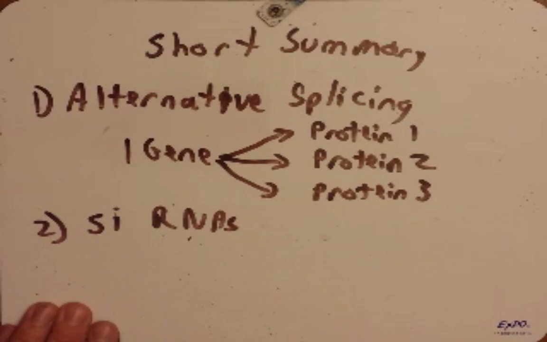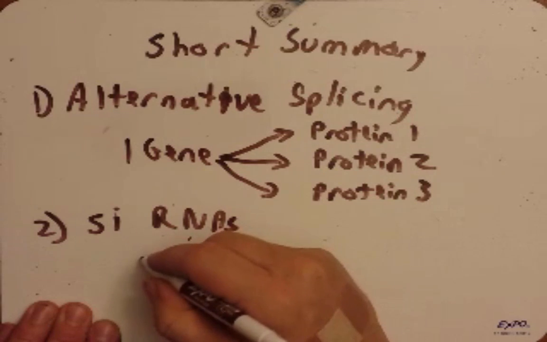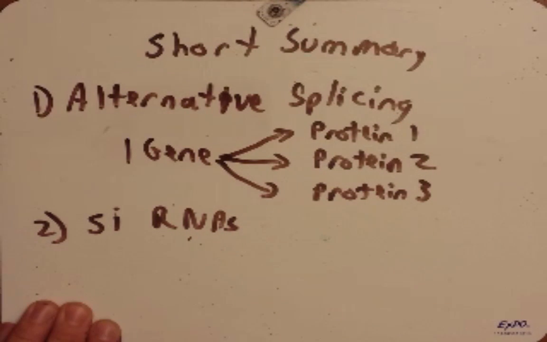We then talked about these small interfering RNAs and how they can come into the cell by the source of a virus and alter the expression of certain genes within the whole cell.